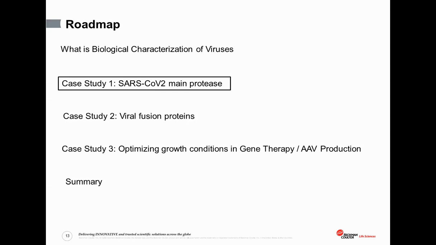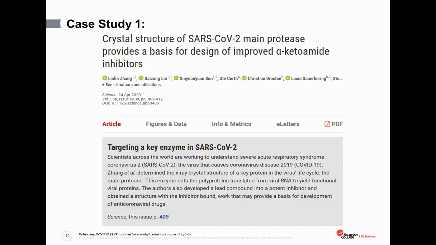Okay. Which now brings us to case study number one, and that is the SARS-CoV-2 main protease. So as we all know, SARS-CoV-2 is the source organism behind the COVID-19 pandemic, which we are in the middle of right now. And therefore, a tremendous amount of scientific expertise has been devoted to finding out everything that we possibly can about this causative organism.